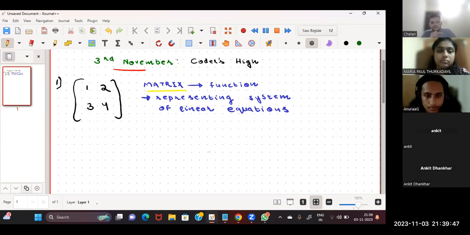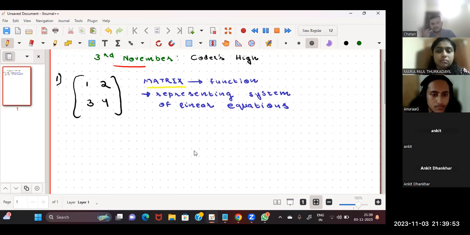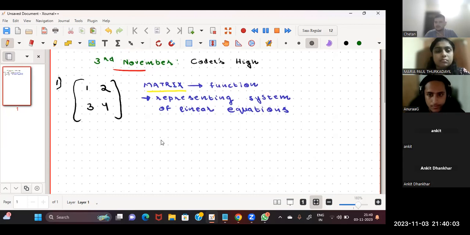Okay, then. So we have different answers. A matrix can represent points in R2. It can represent vectors in R2. It can represent a system of linear equations, a system of simultaneous equations. It can also represent a function having information about where your i cap and j cap, your unit vectors, map to. So it can represent that as well.